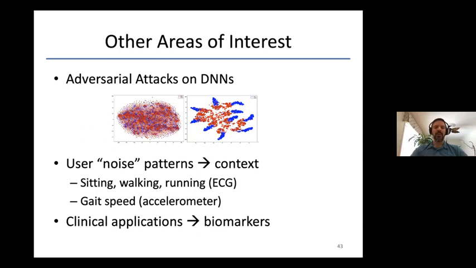So one area that we've also been focusing on is, instead of removing the noise, which is what is typically done to enhance the signal, why don't we mine the noise? Now we know that this area is noise. Why don't we try to find patterns in this noise and see if those patterns can give us contextual information? And it turns out that if you're looking, for example, at an ECG, the patterns of noise in the ECG can actually give you information about if the person is sitting, walking, or running. So we've been using that type of analysis as well to find contextual information about the user.